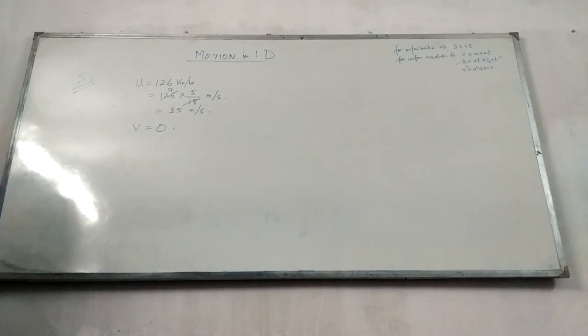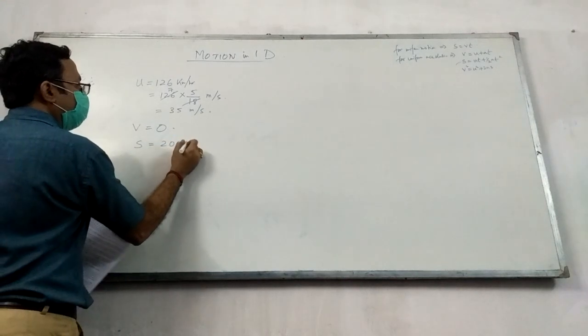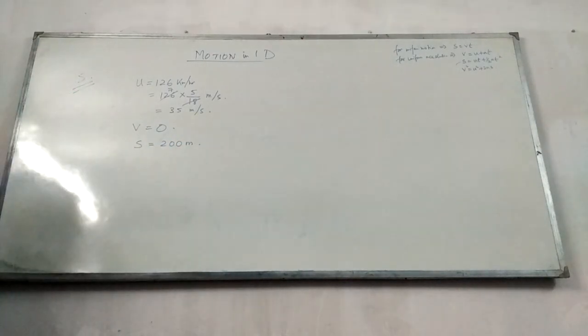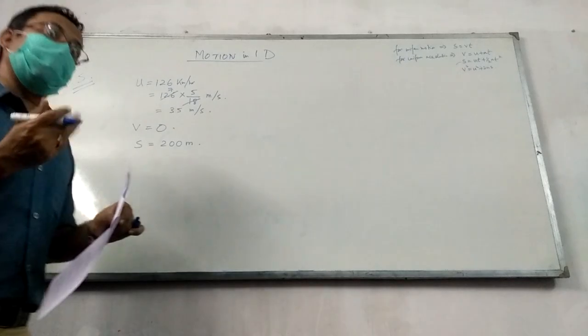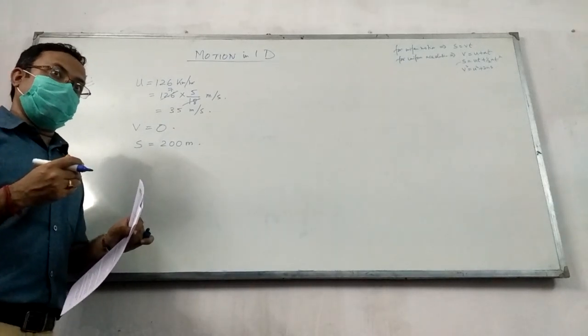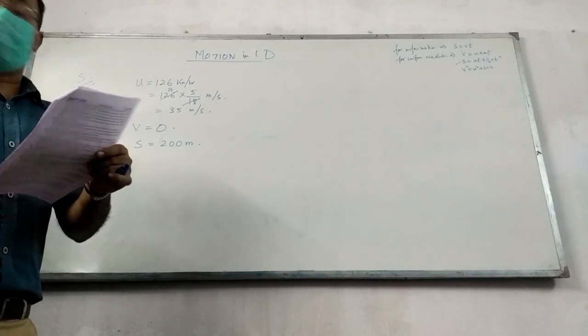And a stopping distance of 200 meters. So S is 200 meters. First we have to get the time in which... Sir, apart from time, the equation we made, what will it be? v square minus u square is equal to 2as. Right. They are asking what is the retardation of the car.